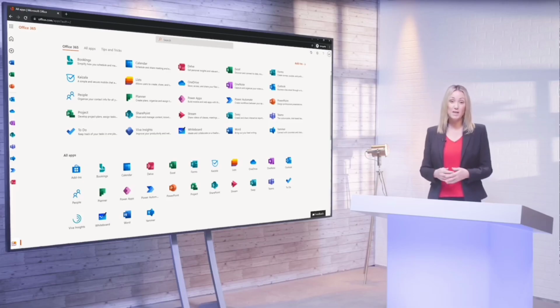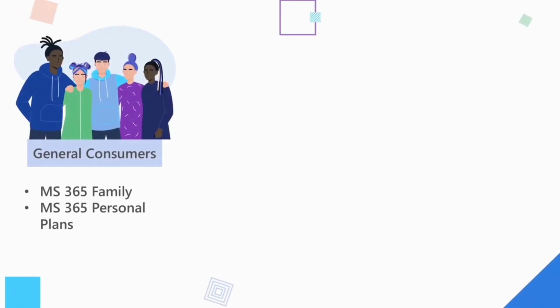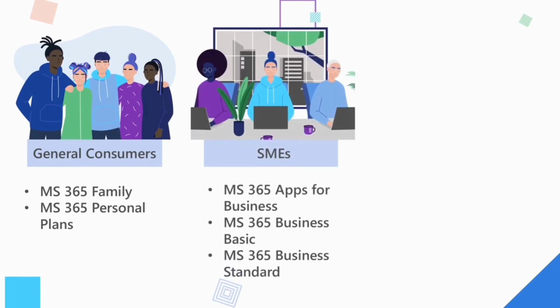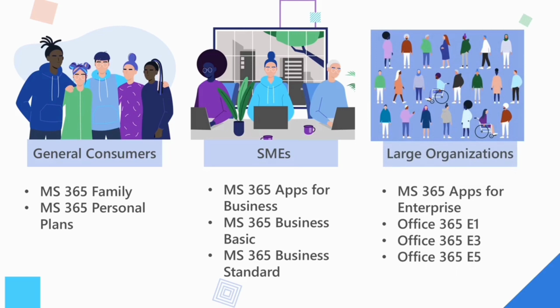Microsoft 365 has become increasingly popular amongst organizations both large and small. It offers a variety of different plans to best suit organizations of any size. For example, Microsoft 365 Family and Microsoft 365 Personal plans are best for general consumers, while Microsoft 365 Apps for Business, Microsoft 365 Business Basic, and Microsoft 365 Business Standard are aimed at small to medium-sized businesses. Larger organizations can choose Microsoft 365 Apps for Enterprise and Office 365 E1, E3, and E5.